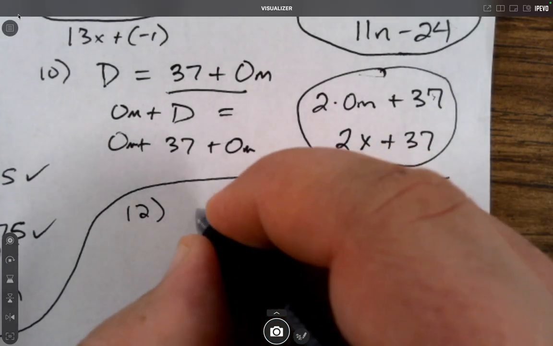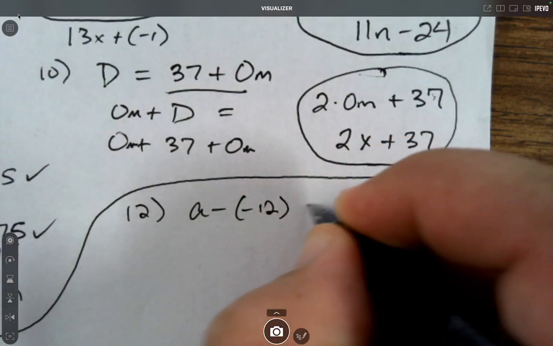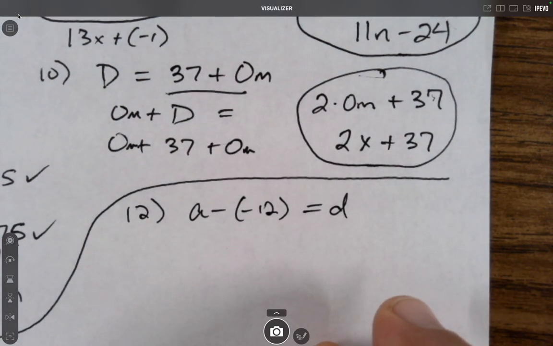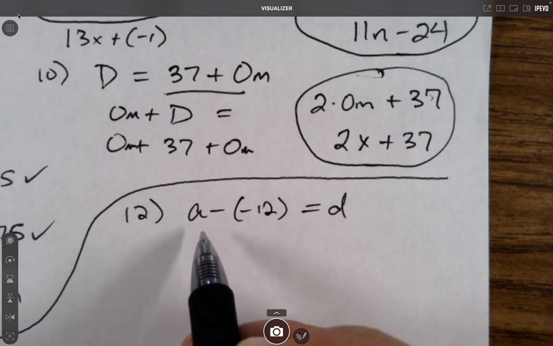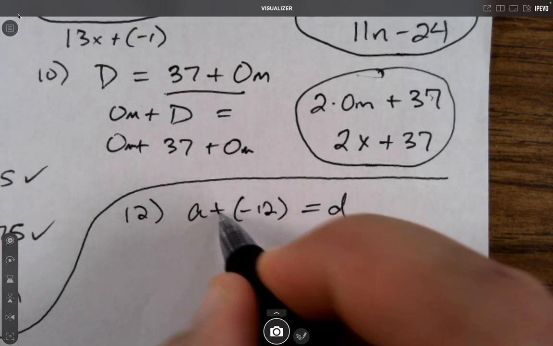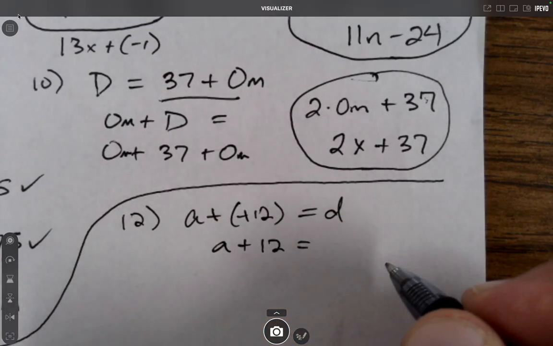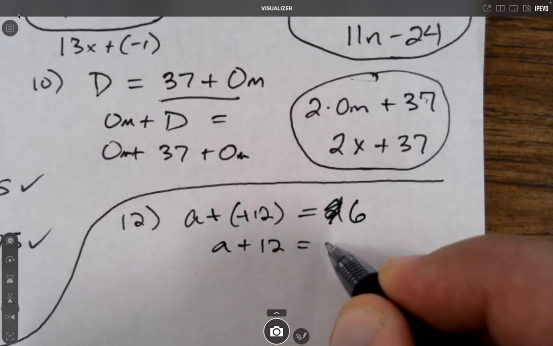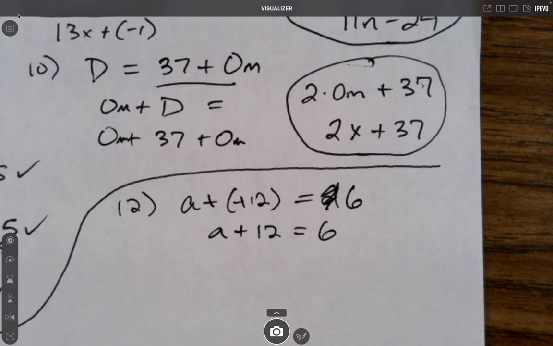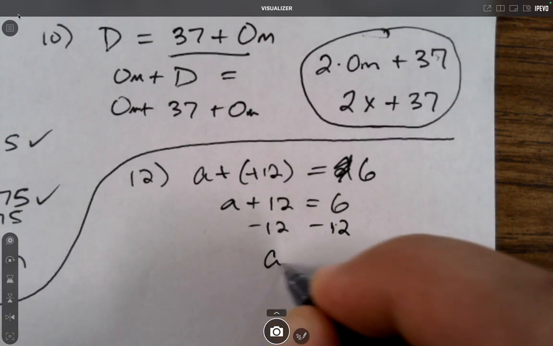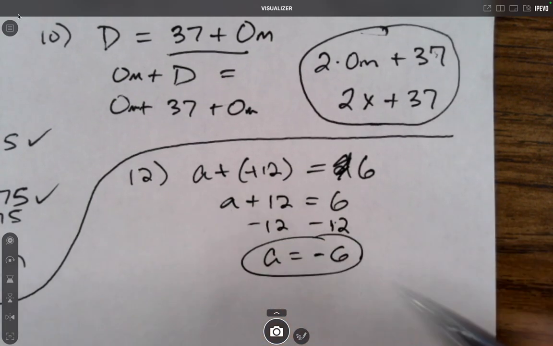A minus a negative 12 equals D. So you've got to remember, anytime you see minus a negative, you need to change it to plus a positive. That's because when we're subtracting, we do keep, change, change. So this is really a plus 12 equals, sorry, this is 6, not D. So we subtract 12 from both sides, and 6 minus 12 equals negative 6.